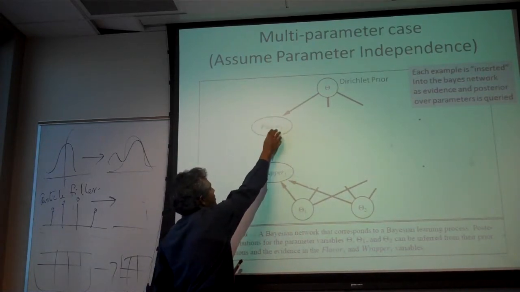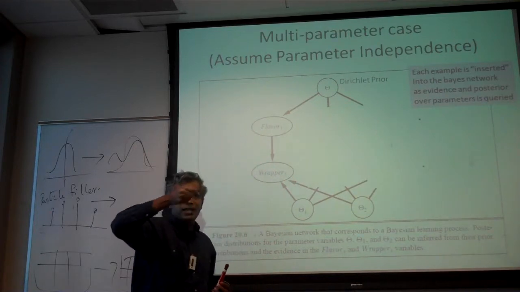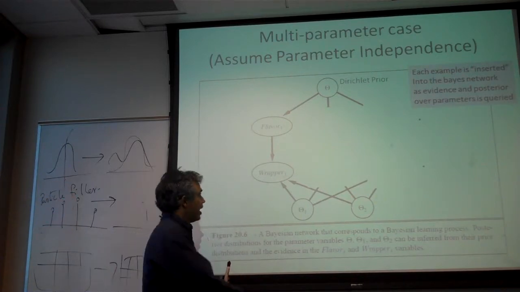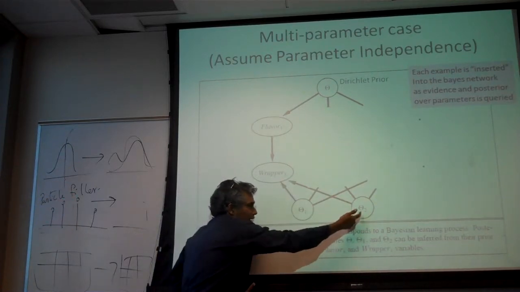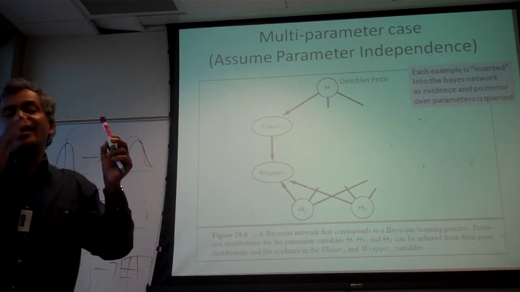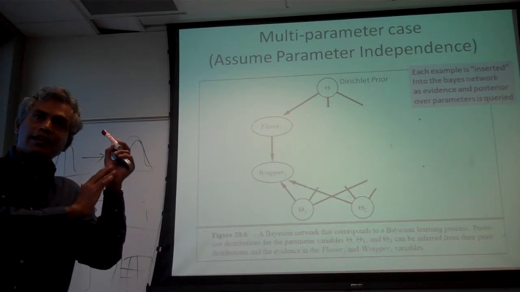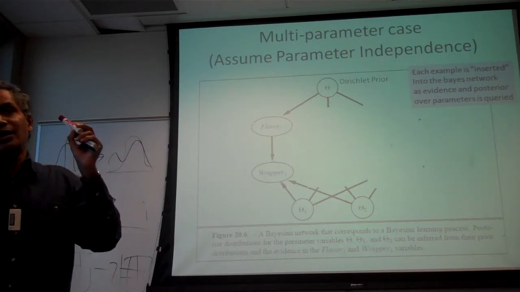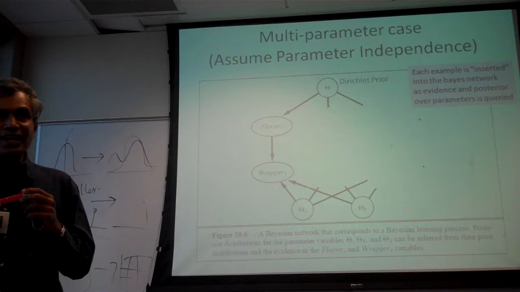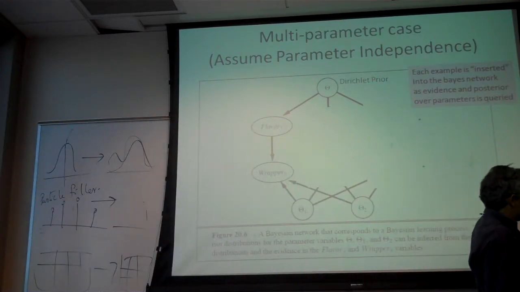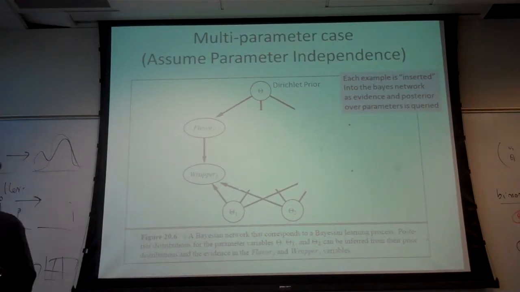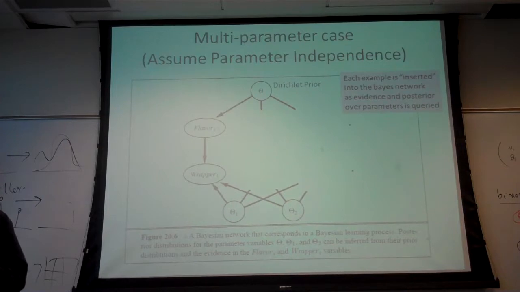There is a theta which determines the flavor being lime, and so 1 minus theta would be the cherry, or vice versa. And then theta 1 and theta 2 are extra parameters that determine the wrapper being red when the flavor is lime, and the wrapper being red when the flavor is cherry. So you have 3 parameters. Just like I had previously theta determining this data, now theta, theta 1, and theta 2 are part of the network.